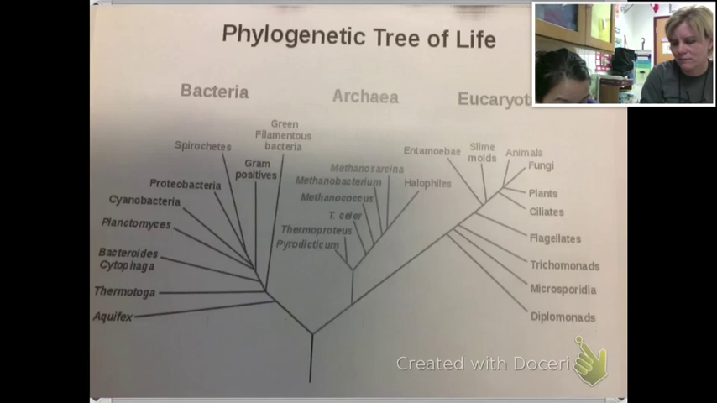So if you see here, we don't have any physical attributes listed out. We have the organisms, but no physical attributes, so we have to infer them. Right in here, at this little node, I would probably put down that they are all living organisms.